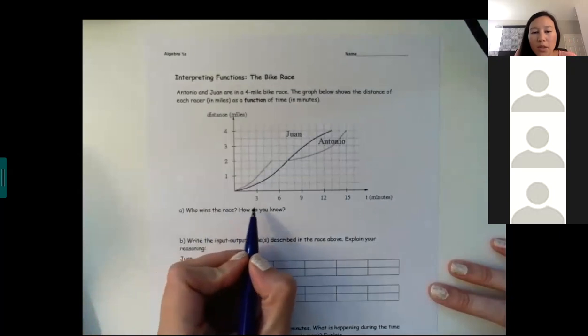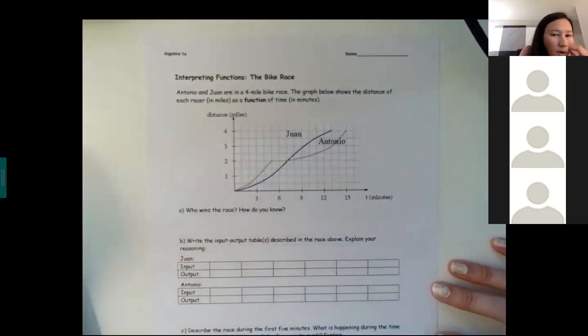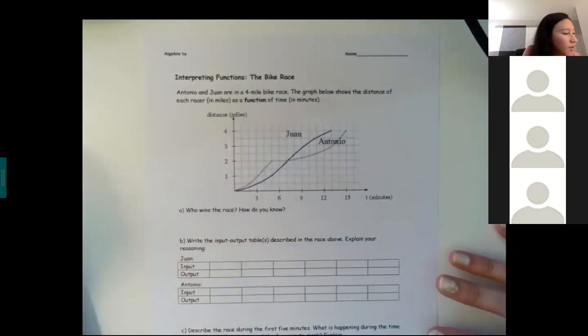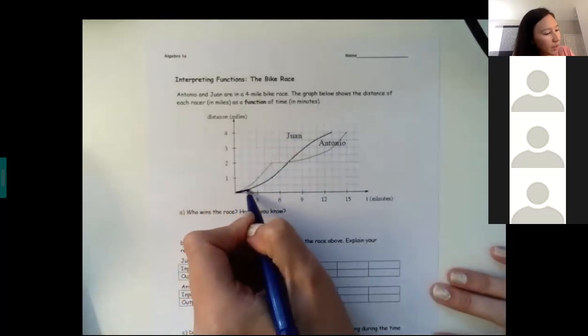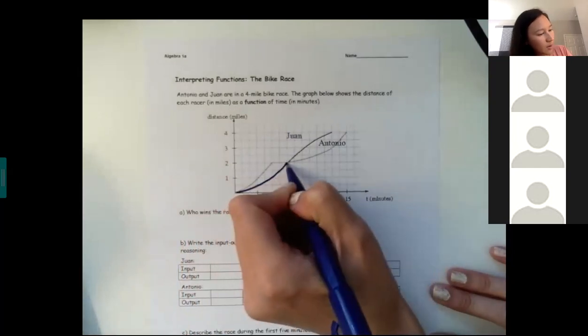So who wins the race and how do you know? So that's the first question. Well, first let's look at the graph. So Juan, I'm going to do Juan in blue.